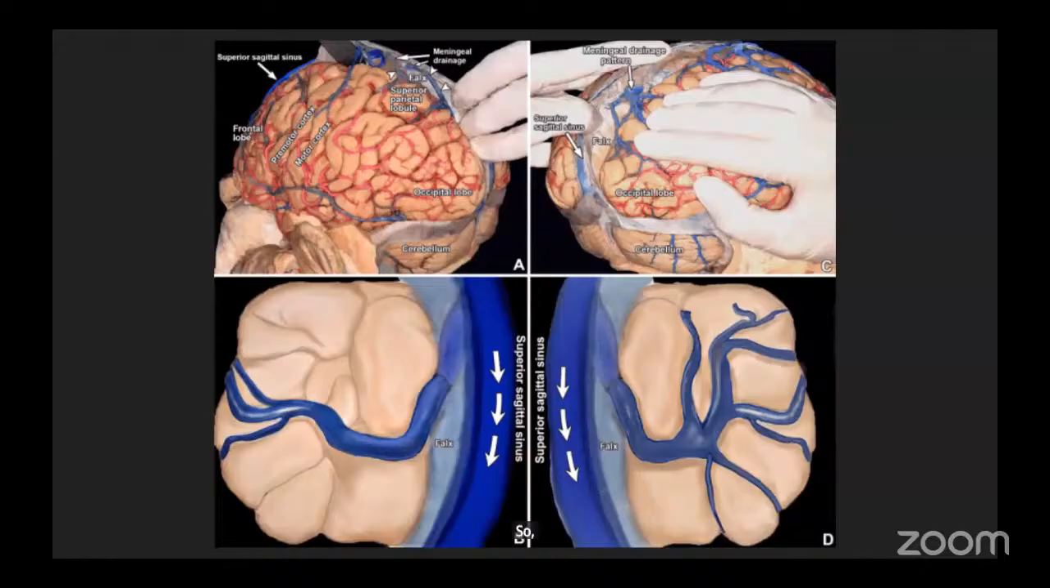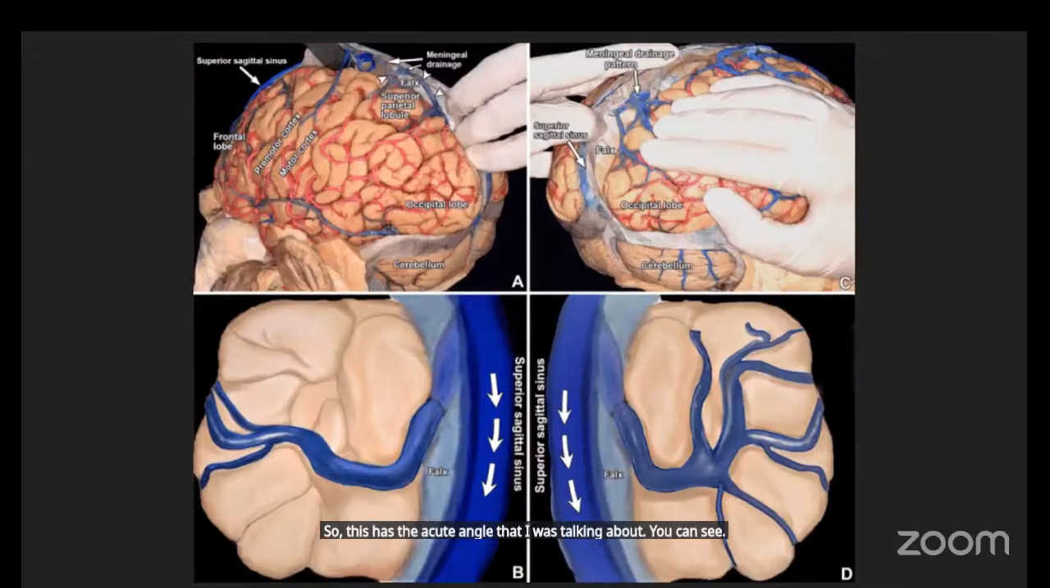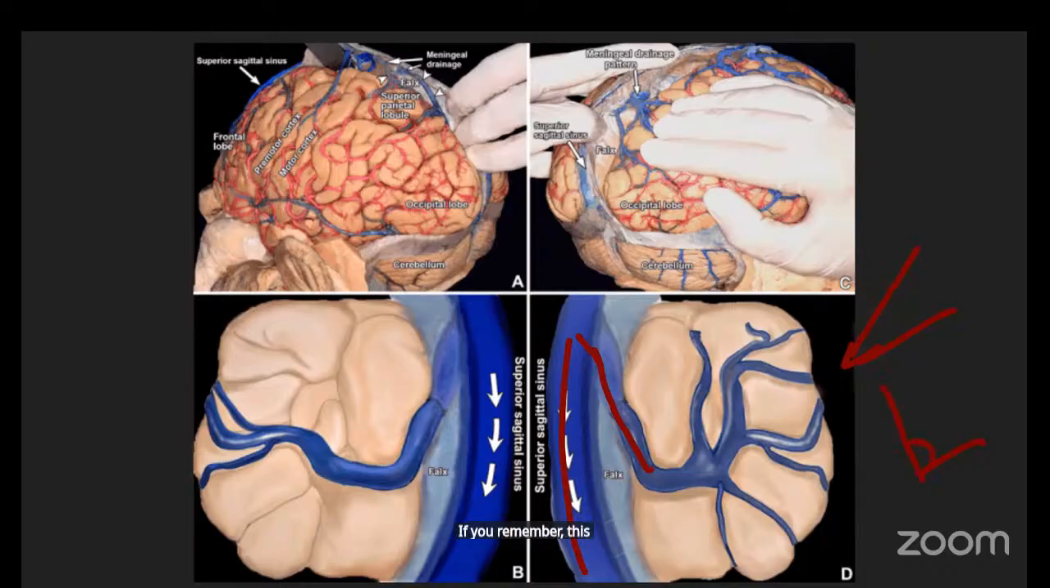So this has the acute angle that I was talking about. You can see that the vein, this is the superior sagittal sinus, and this is the bridging vein. And you see it is entering the sinus at an angle, and this angle is an acute angle. If you remember, this was a 90 degrees. This was an obtuse angle.